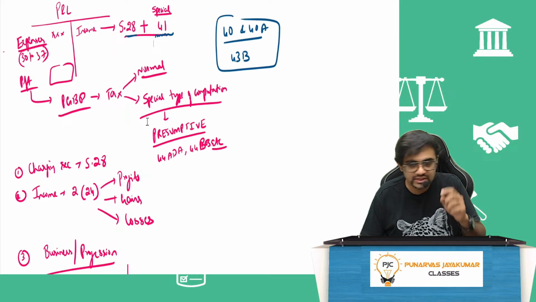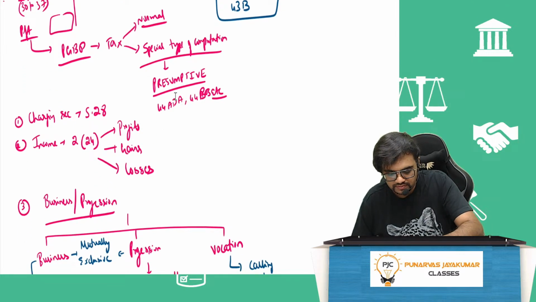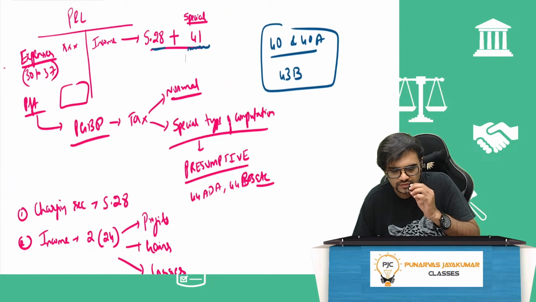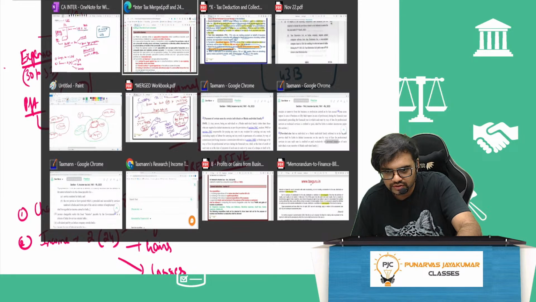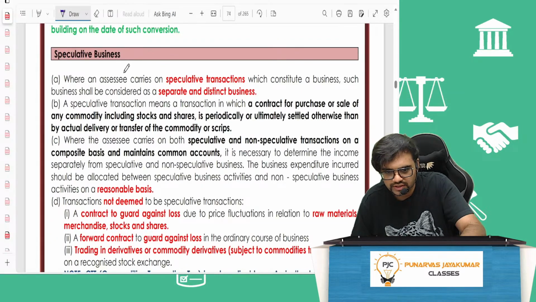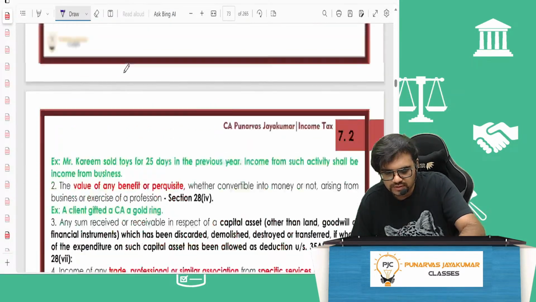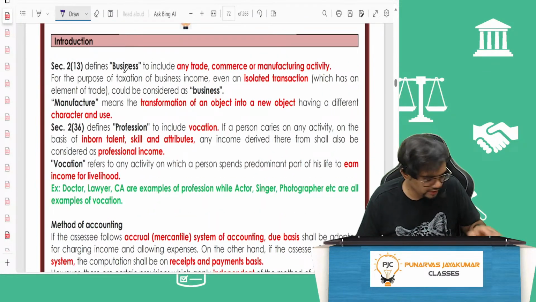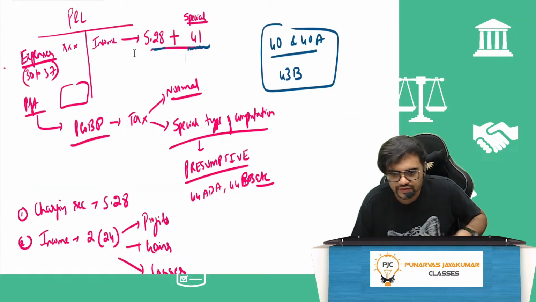So today we will be discussing a very, very important chapter, PGBP, Profit and Gains on Business or Profession. Extremely important from the examination point of view. You can use whichever material you want, as I already told you. Of course, we'll be revising everything in PGBP, right? So let's start off with PGBP.